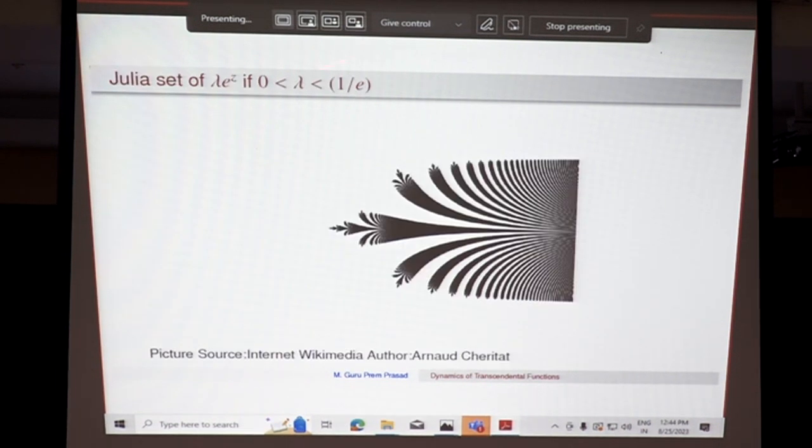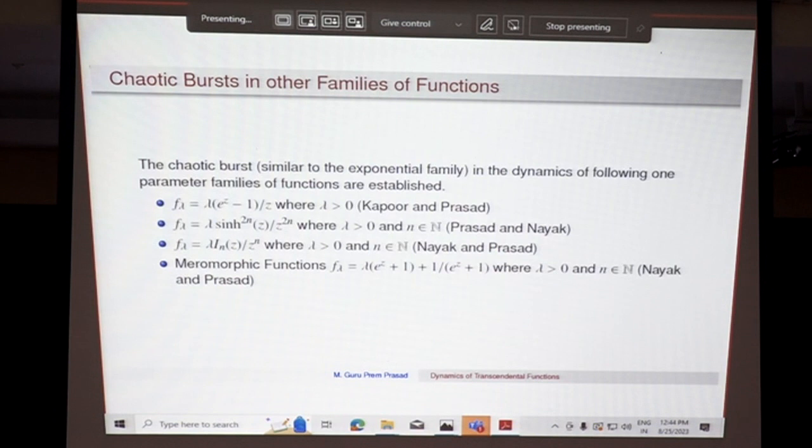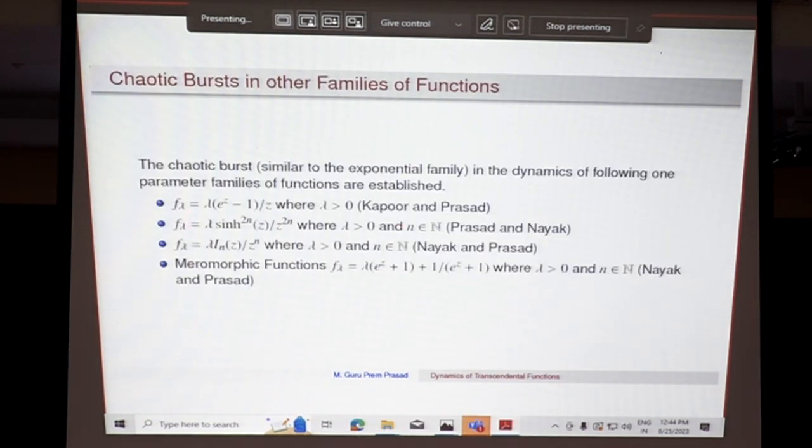So when lambda is less than 1/e, the Julia set looks like this. Of course, color pictures are given, and then when lambda is greater than 1/e, it becomes a chaotic burst. It is equal to the entire complex plane. So these are the functions we have studied, and some functions are not in class S, some functions are in class B, but still we are able to trace that, and we are able to show that it has a bifurcation, it has a chaotic burst, etc. So these are the things we have studied.